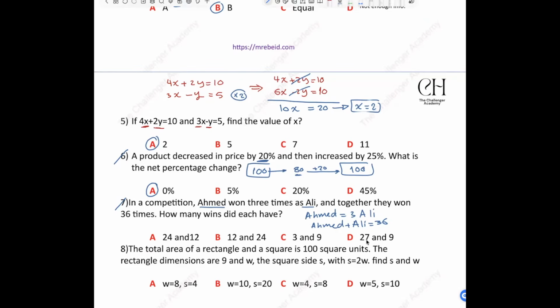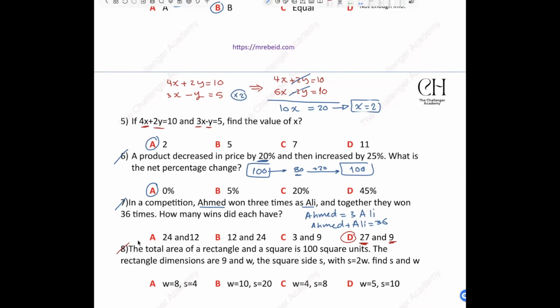So if we check D, we have 27 plus 9, their sum is 36, and Ahmed is 3 times Ali, so the answer is D. Or you can plug in: in the second equation, put 3 Ali in the place of Ahmed, so 3 Ali plus Ali, which is 4 Ali, equals 36, then divided by 4, it will be 9. But I think picking one of the choices is better.